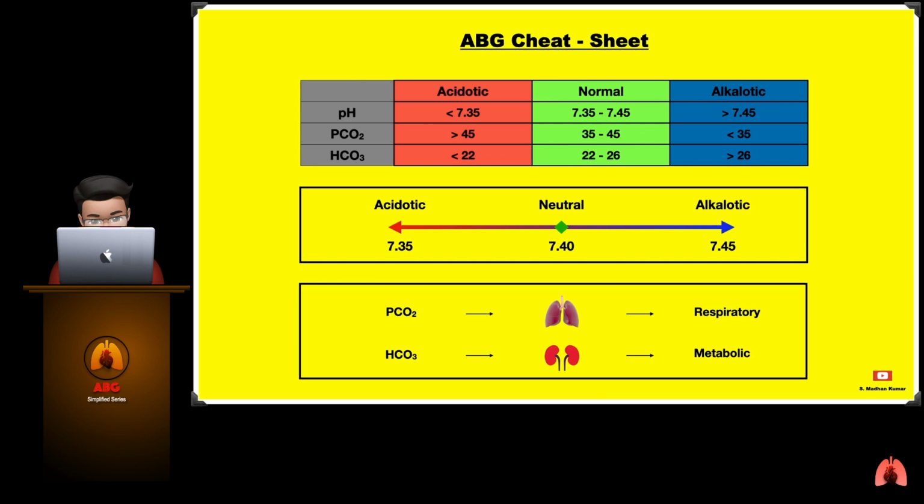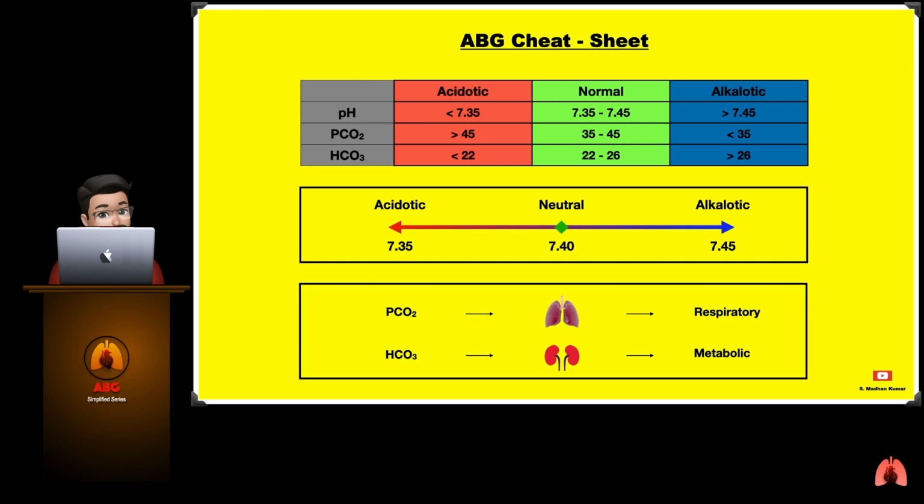Note that PCO2 is intentionally inverted here for the purpose of the tic-tac-toe method. As you can see, the range of 7.35 to 7.45 for pH is considered normal. Less than 7.35 is considered acidotic. Greater than 7.45 is alkalotic. For PCO2, the normal range is 35 to 45. Less than 35 is considered alkalotic and greater than 45 is considered acidotic.